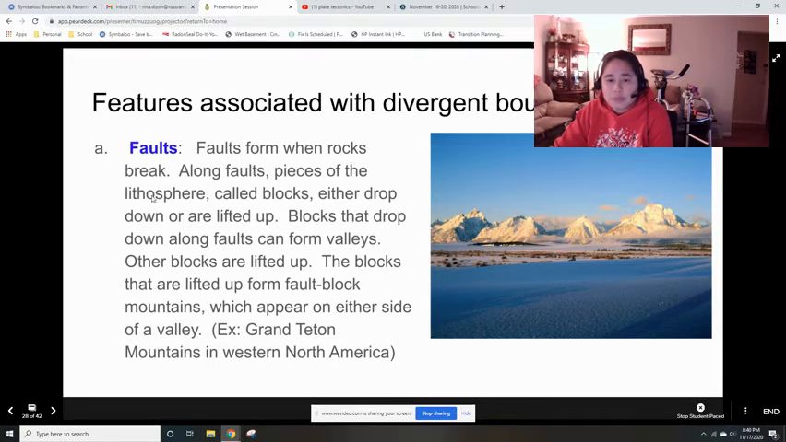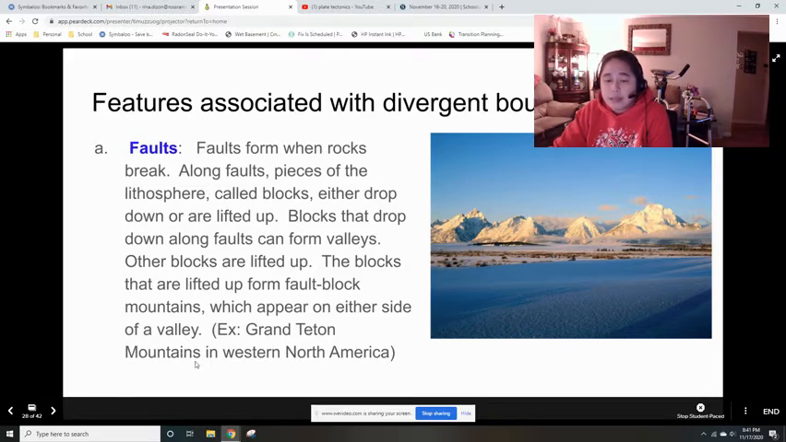Again, faults are associated with divergent boundaries. Faults form when the rocks break. Along faults, pieces of lithosphere called blocks either drop down or are lifted up. Blocks that drop down along faults can form valleys. Other blocks are lifted up. The blocks that are lifted up form fault block mountains, which appear on either side of a valley. So you can have divergent boundaries on land.